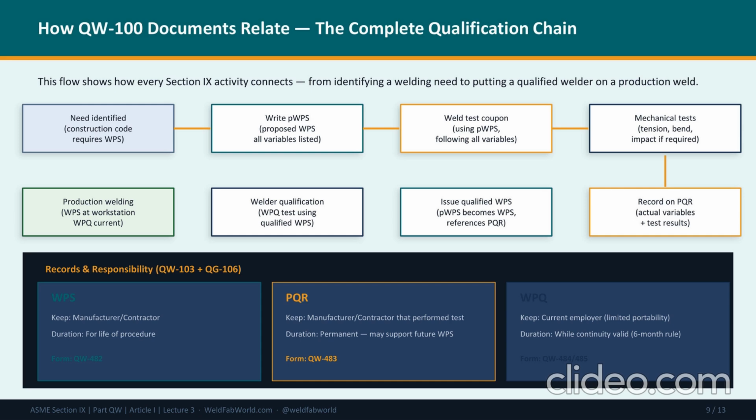That chain, from need identification through production welding, is exactly what Section 9 is designed to ensure. Every step has a code requirement behind it, and every link in the chain is documented.